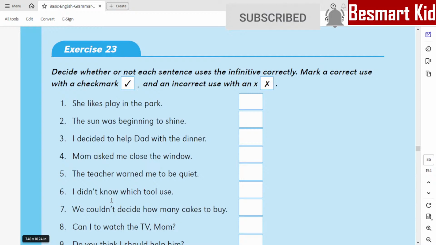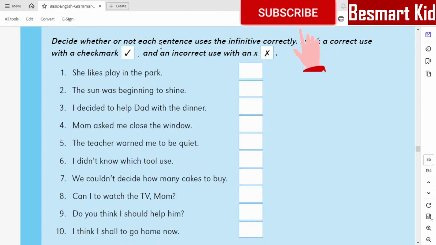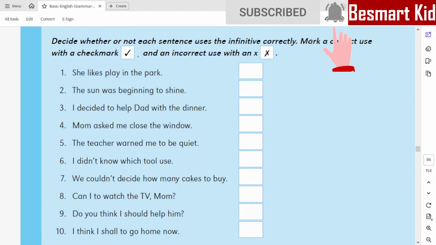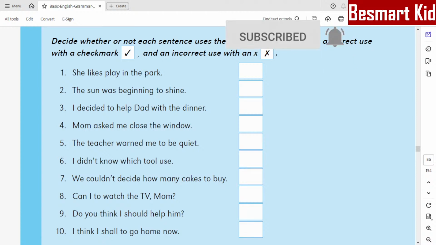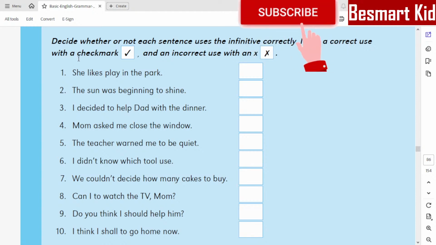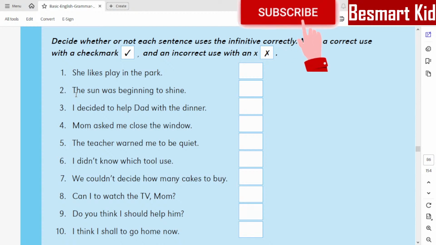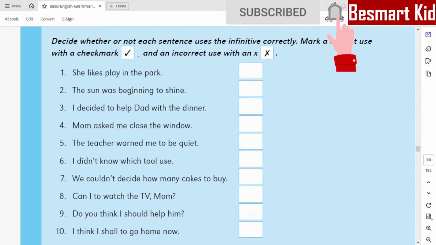Exercise 23. Decide whether or not each sentence uses the infinitive correctly. Mark a correct use with a check mark and an incorrect use with an X. First, she likes playing in the park. The sun was beginning to shine.